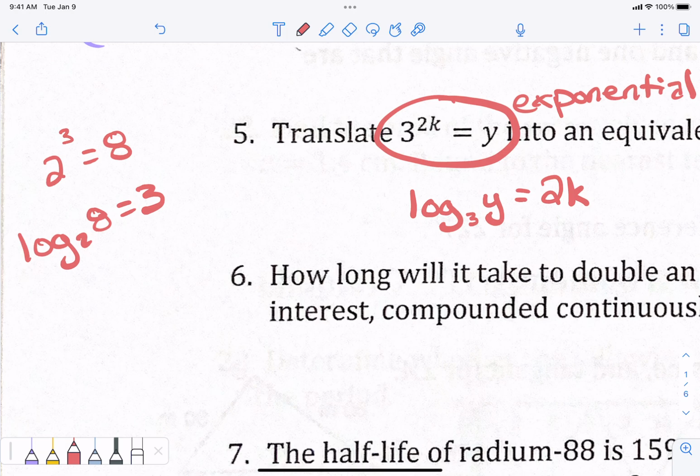The first number is in the same spot. The second two numbers switch places with each other.